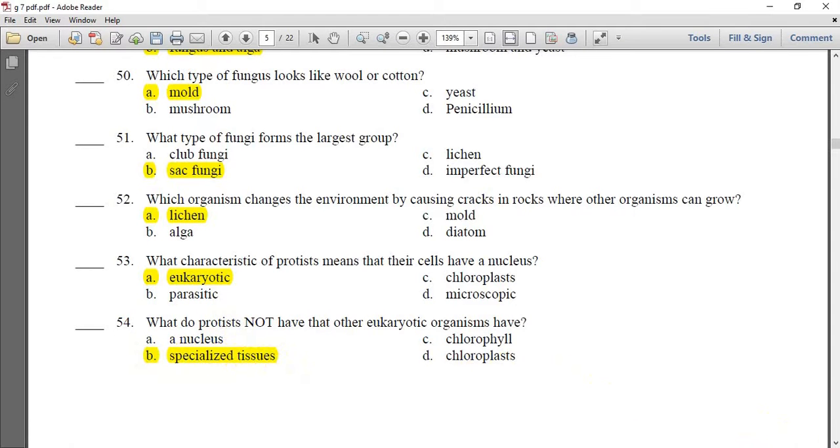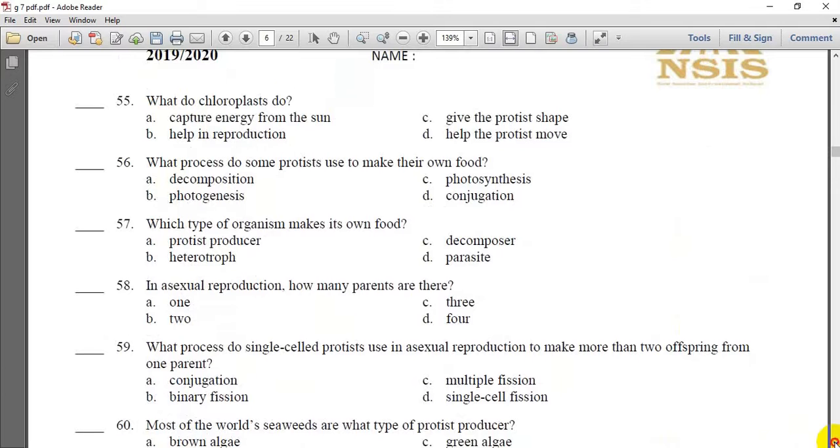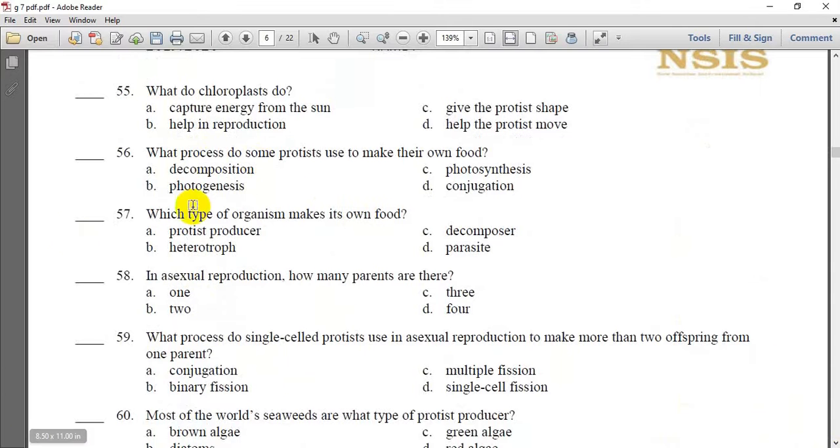Okay, so now we will go to the next page. Next question, 55. What do chloroplasts do? Chloroplast is an organelle found inside the plant cell and the protist cell also. They take sunlight and change it to food. So they capture energy from the sun and they are responsible for the photosynthesis process.